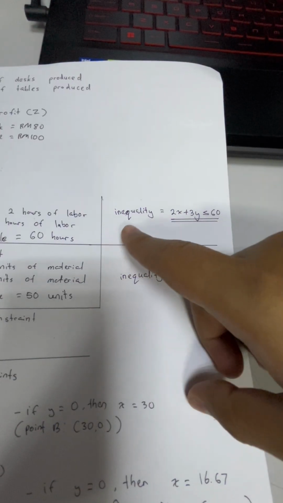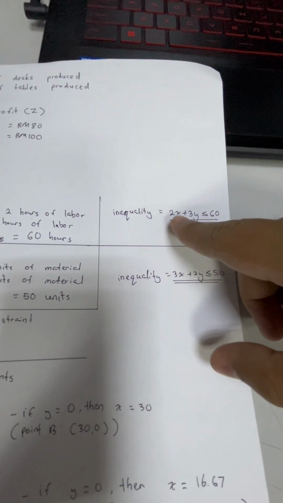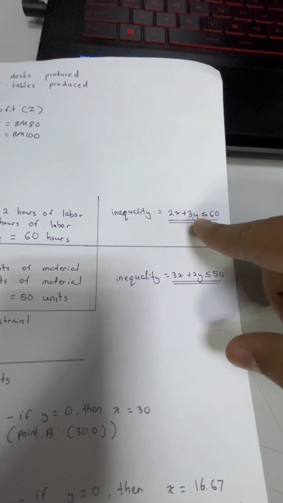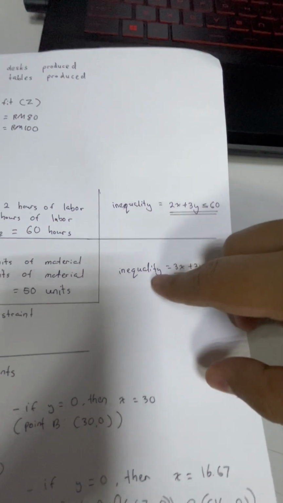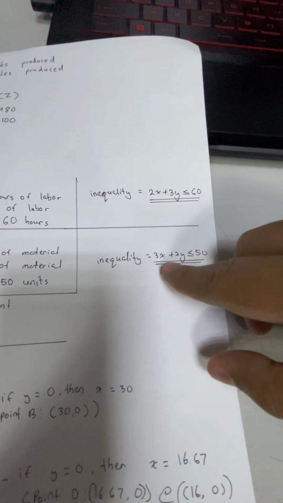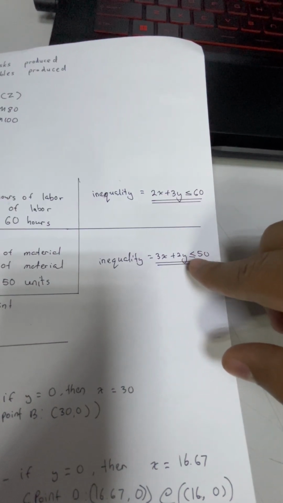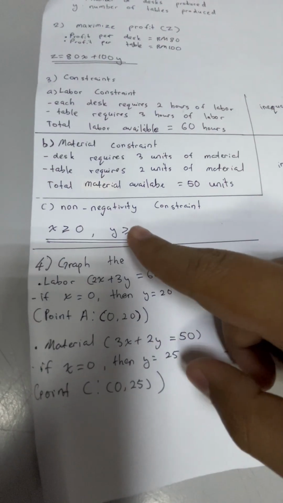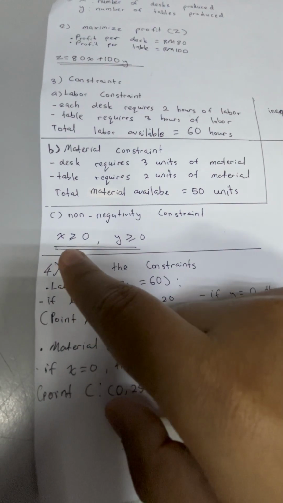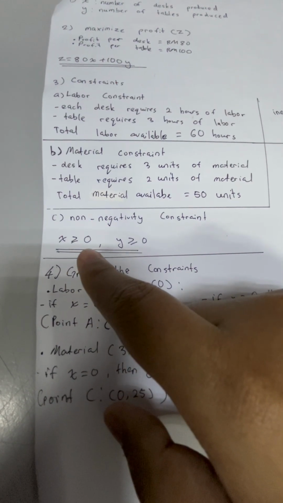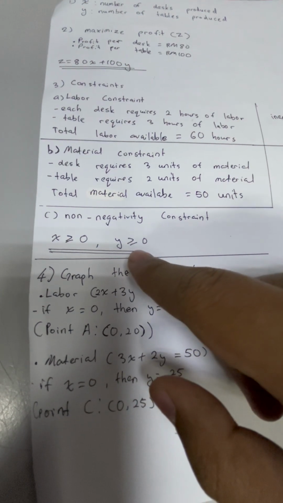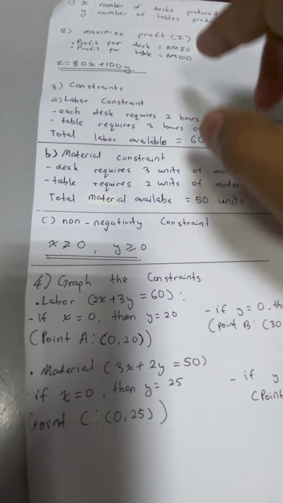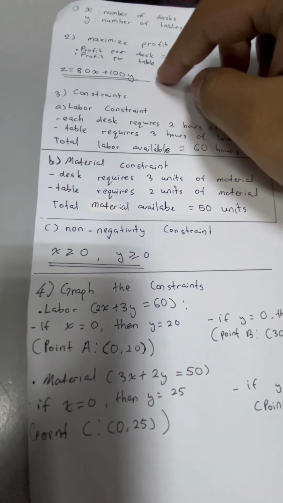So this is the inequality for the labor constraint: 2x plus 3y is less than or equal to 60. And for our material constraint, 3x plus 2y is less than or equal to 50. Next is the non-negativity constraint, which is x is more than or equal to 0 and y is more than or equal to 0. This is because the items are desks and tables, which cannot be negative.